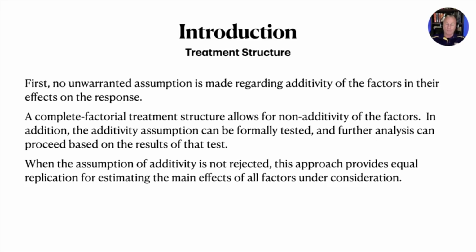Let me say that again. And the reason this is important is because this is one big way in which this approach is much more efficient. It's a much more efficient use of resources than the one factor at a time approach, because when the assumption of additivity is met, when it's not rejected, then this approach that we're going to be looking at, the complete factorial treatment structure, provides equal replication for estimating the main effects of all the factors that are being considered in the experiment. So that's a really big advantage to this complete factorial treatment structure approach.